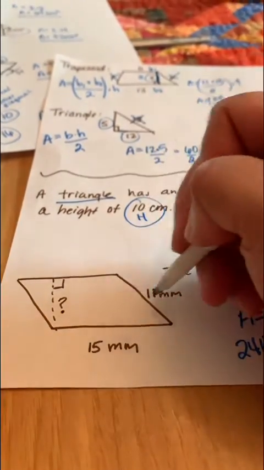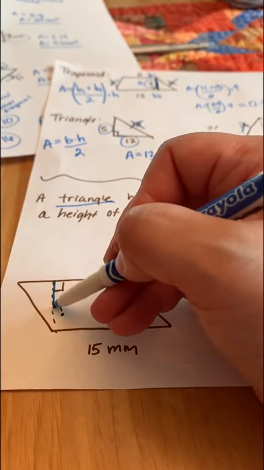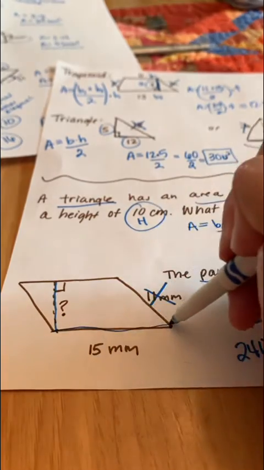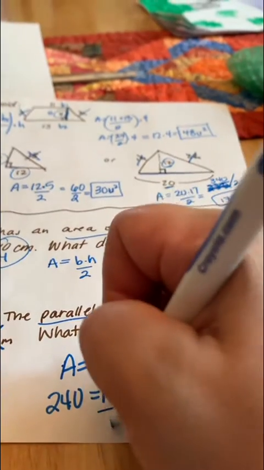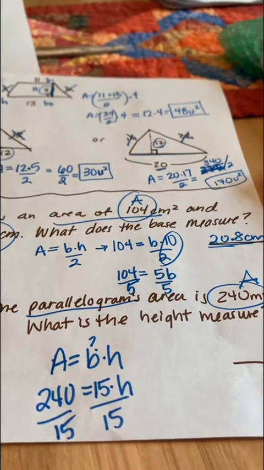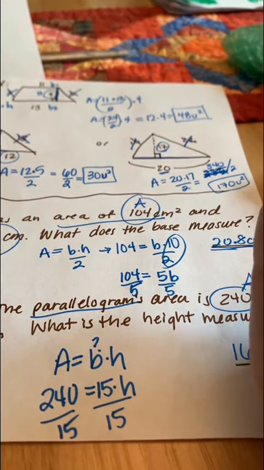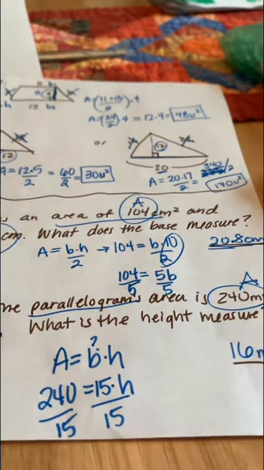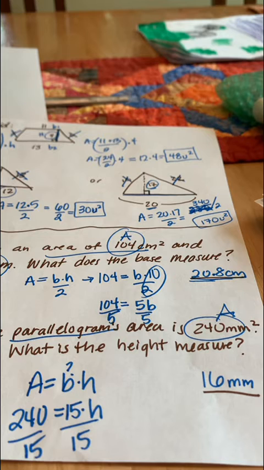All right, remember, slant is never used as a base or a height. So the height is here, I don't know. It's going to connect to the base. So this is my base of 15. Once I know that, I can plug it in and divide out. 240 divided by 15 is 16 millimeters. Okay.